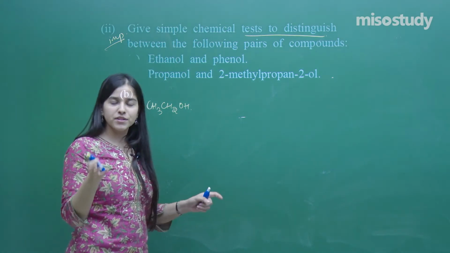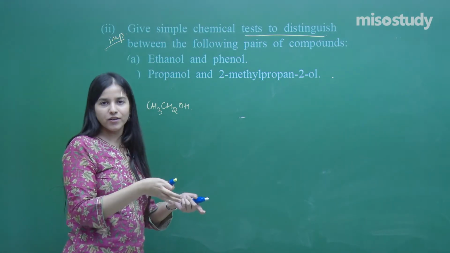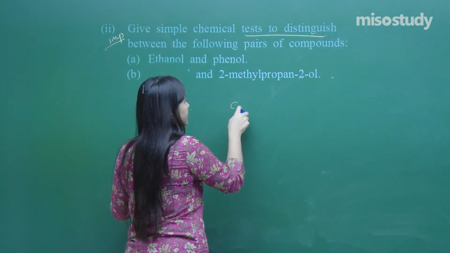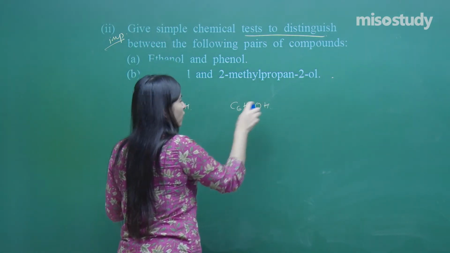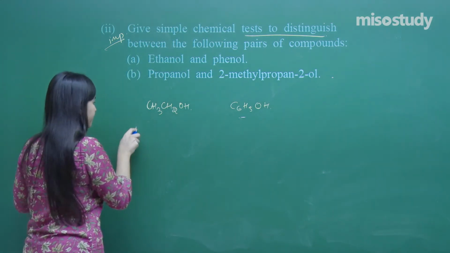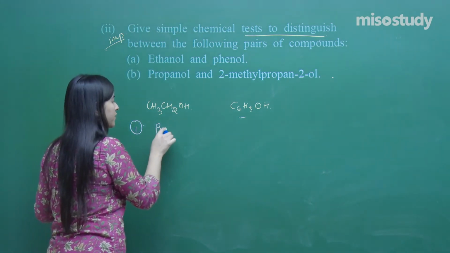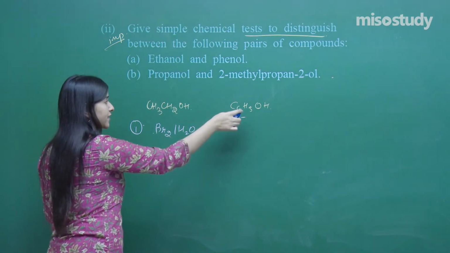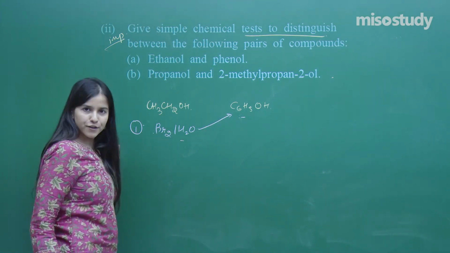So that I can distinguish that yes, in one beaker I have got ethanol and in another beaker I have got phenol, right? So phenol is C6H5OH. What could be a possible test here? So I have got 2 tests for you here, right? First is the bromine water, can be a possibility. So bromine water test is given by phenol. How?